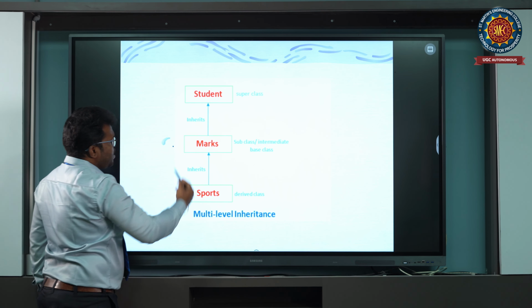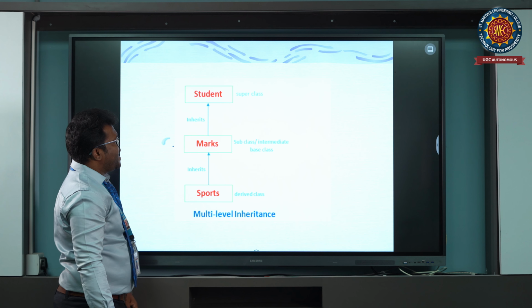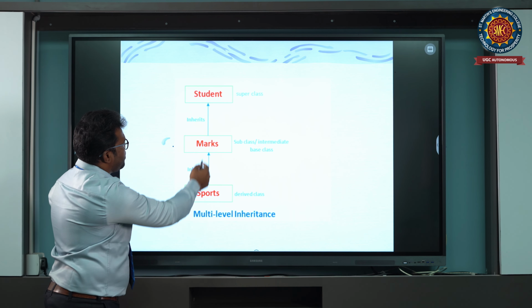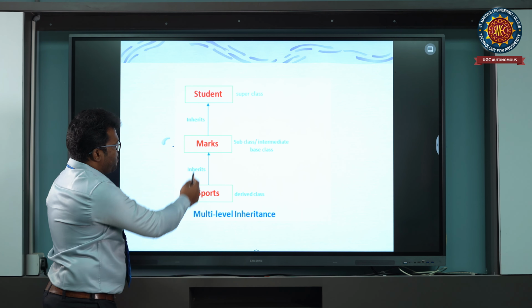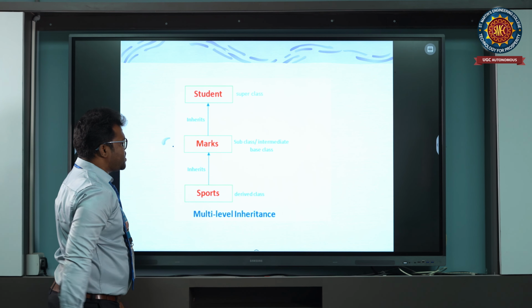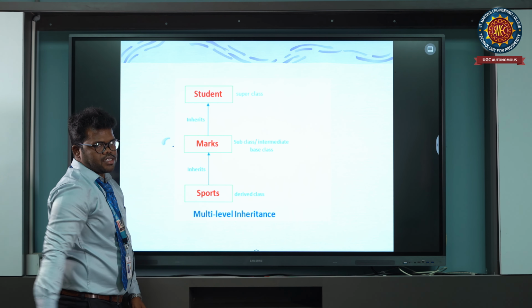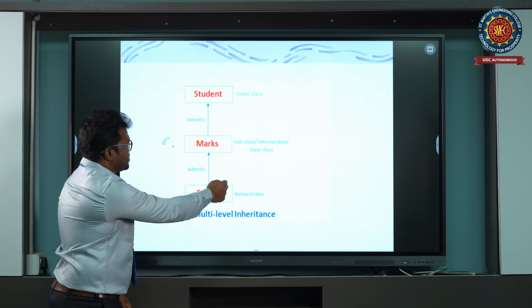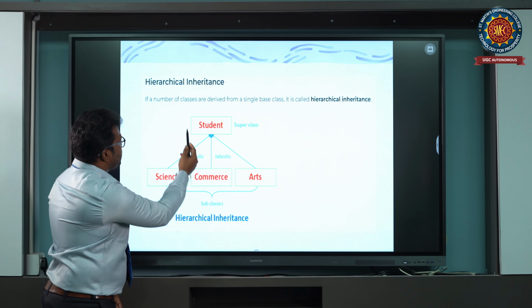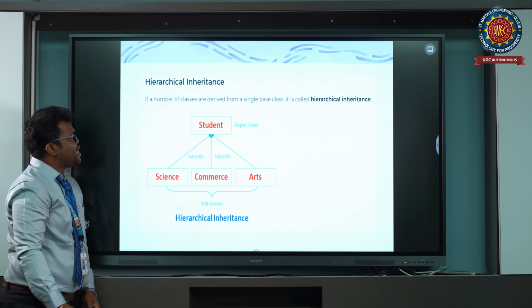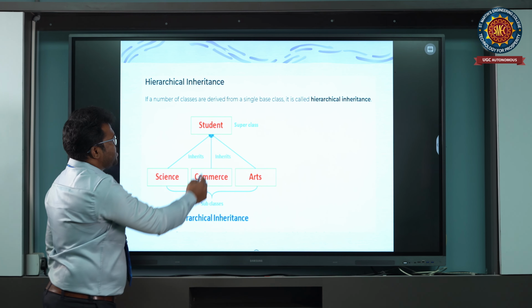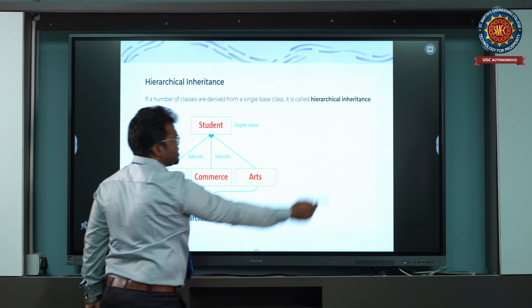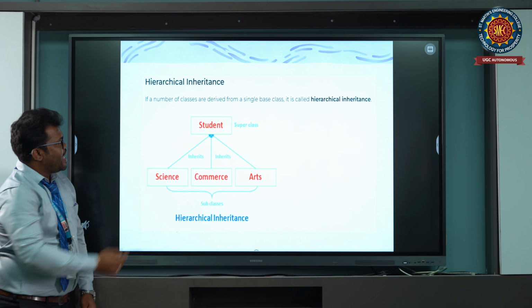Then this is a multi-level inheritance example. For example, Student is a superclass, Marks is a subclass or intermediate base class, and Sports is the derived class. This is multi-level inheritance. Then this is hierarchical inheritance, where a number of classes are derived from a single base class. It is called hierarchical inheritance.